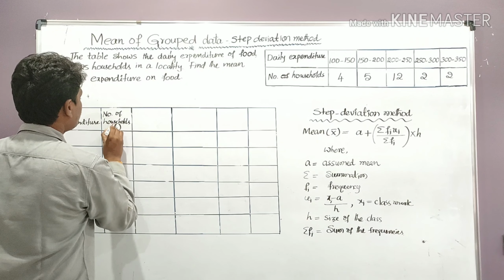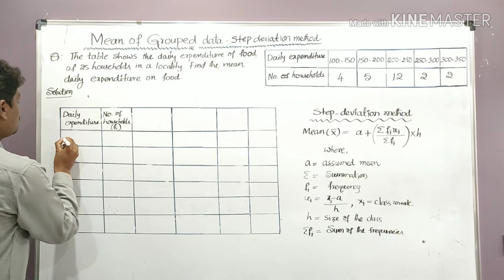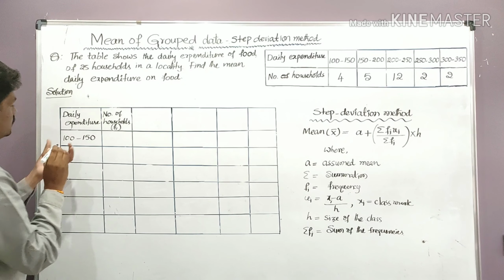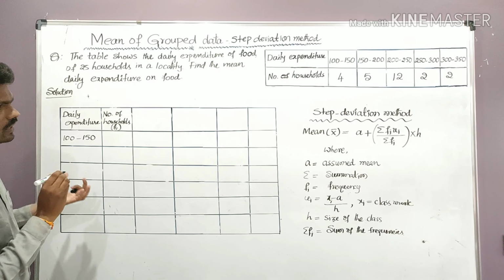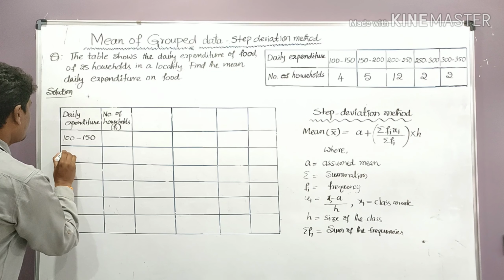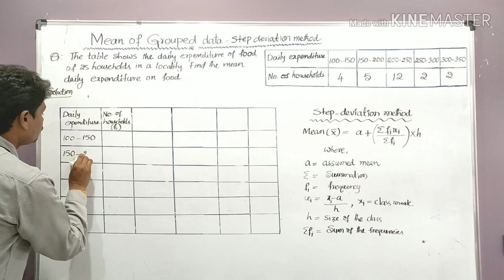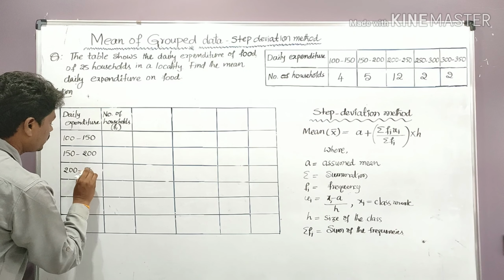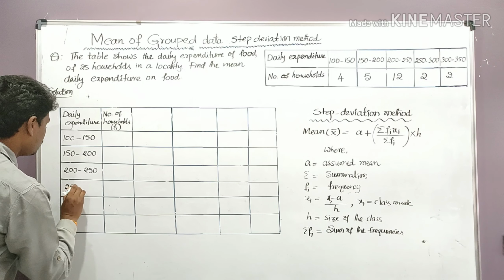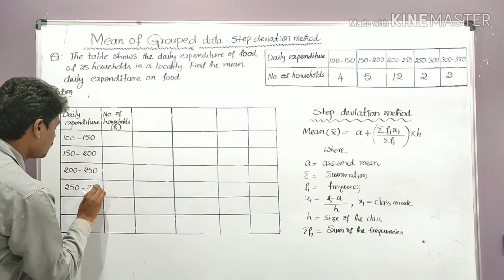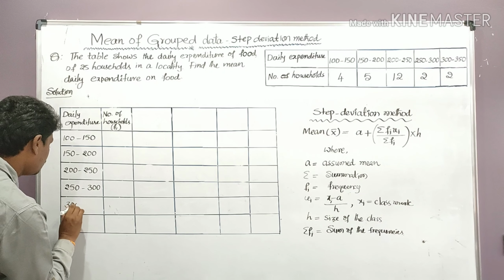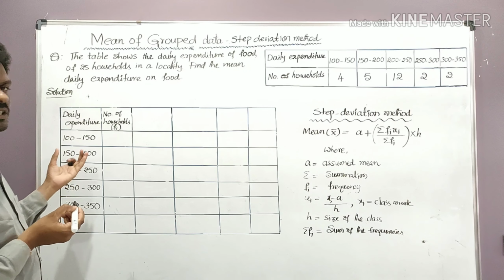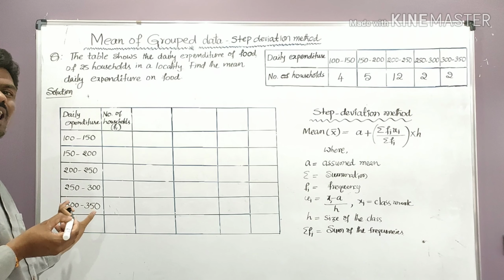So these are frequencies, student. First, these are known as class intervals. The first one is 100 to 150 and the second one is 150 to 200. Next 200 to 250, 250 to 300 and 300 to 350. So these are the daily expenditures in rupees he has given. These are also known as class intervals.